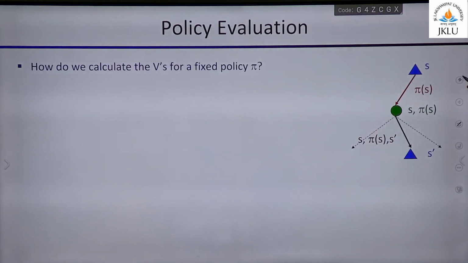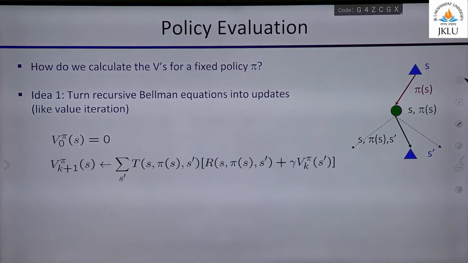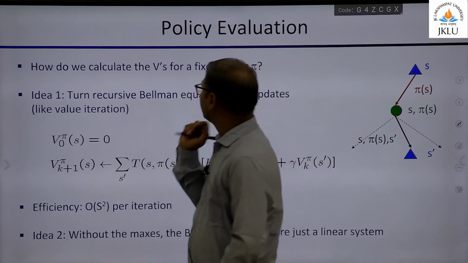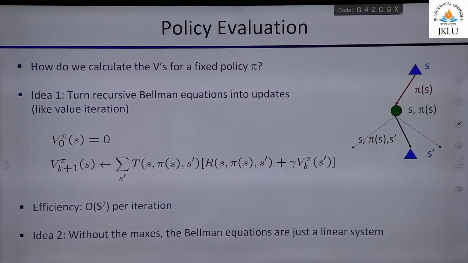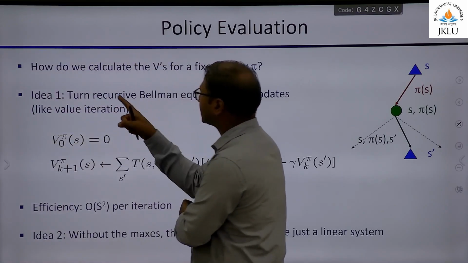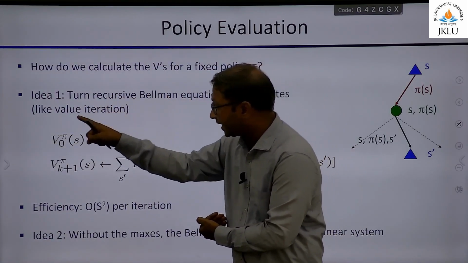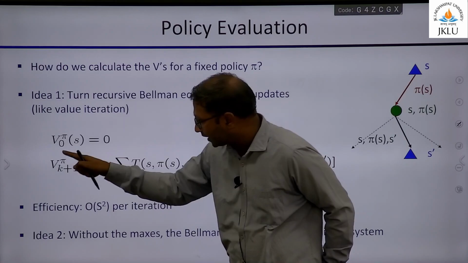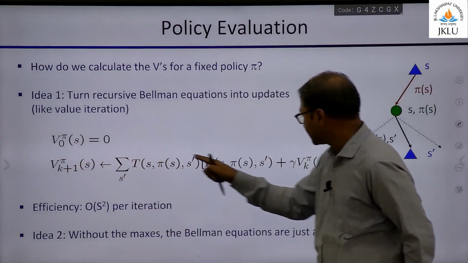Policy evaluation. So let me just talk about policy evaluation today. How do we calculate V star S for a fixed policy pi? How do we calculate the values for a fixed policy pi? Turn the recursive Bellman equations into updates, like value iteration. V0 pi S is 0 and V pi k plus 1 S is this.